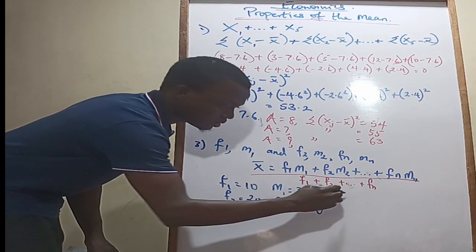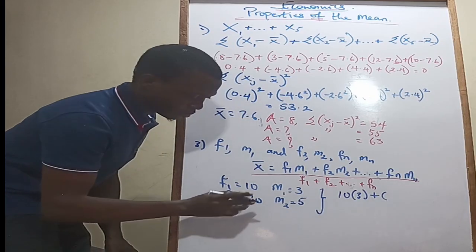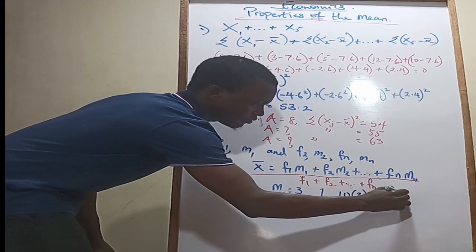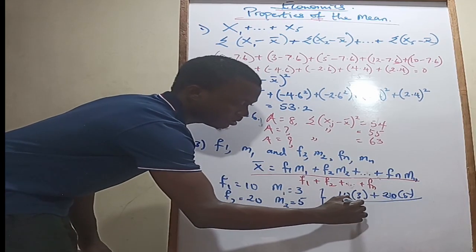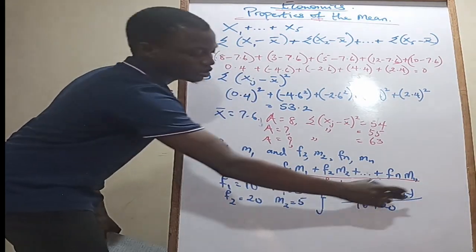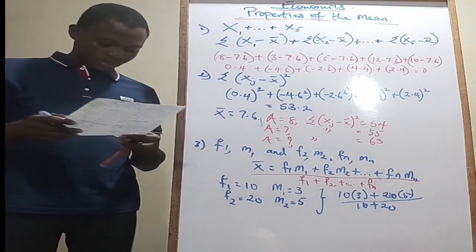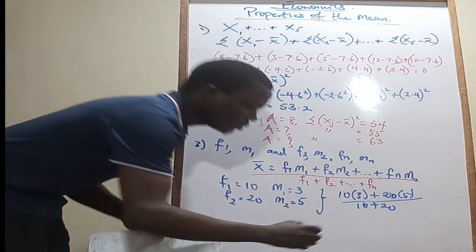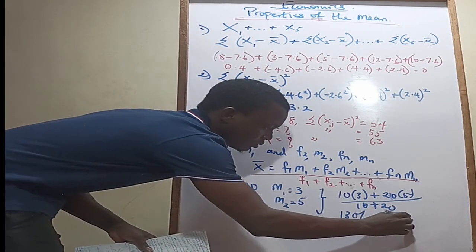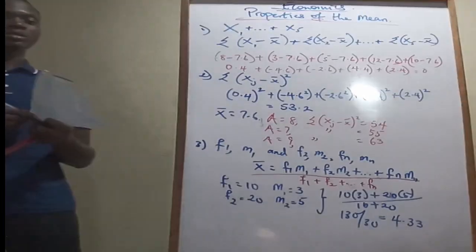f1 m1, so 10 multiplied by 3 plus 20 multiplied by 5. 10 multiplied by 3 equals 30, and 20 multiplied by 5 is 100. So 30 plus 100 over 10 plus 20, which is 30. So that is 130 over 30, and that's 4.33. So the overall mean is 4.33.